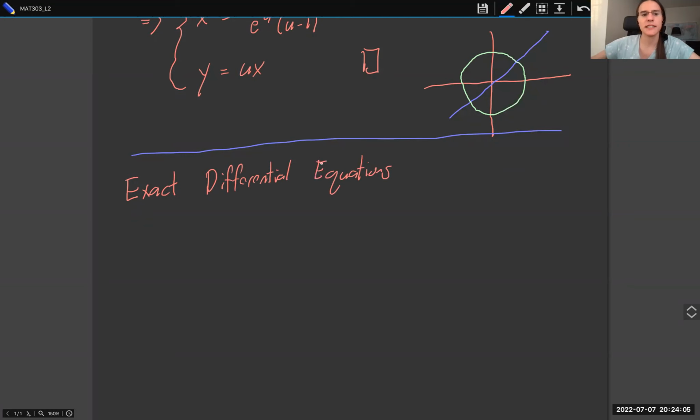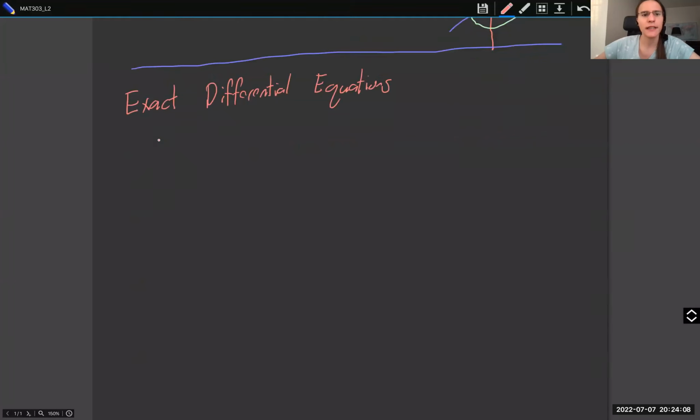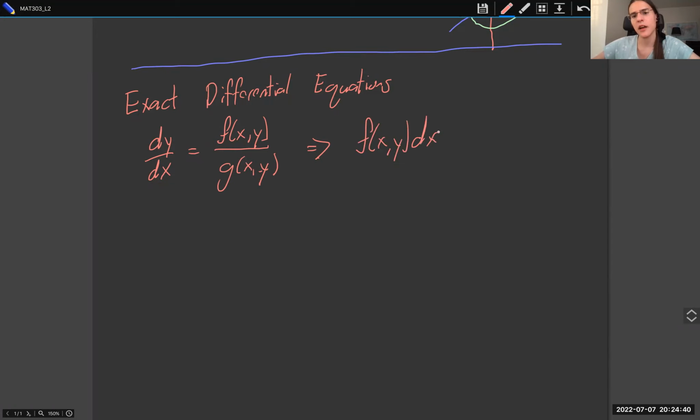So imagine that we have dy/dx, and instead of saying that it's f of x, y, I'm going to say that it's f of x, y over g of x, y. It's just as general, right? Like you could make g of x, y equal 1. Now, I can rearrange this equation to read f of x, y dx minus g of x, y dy is equal to 0.